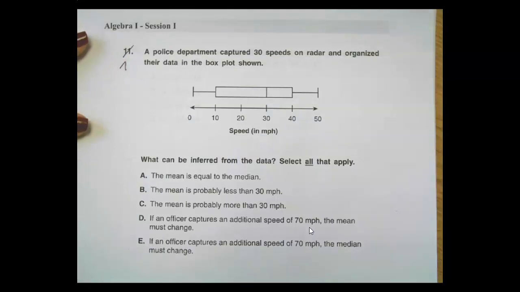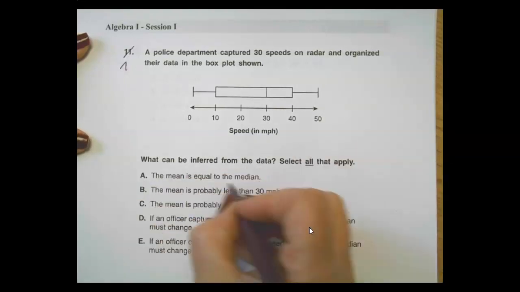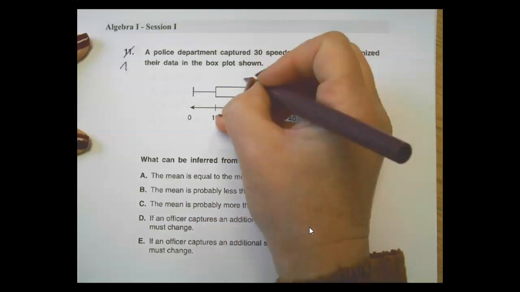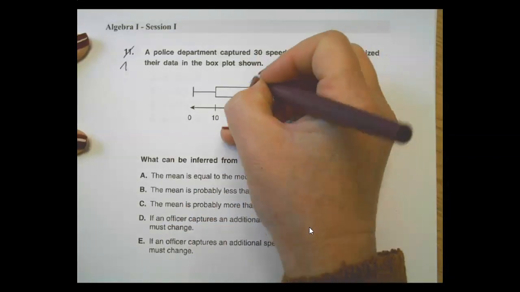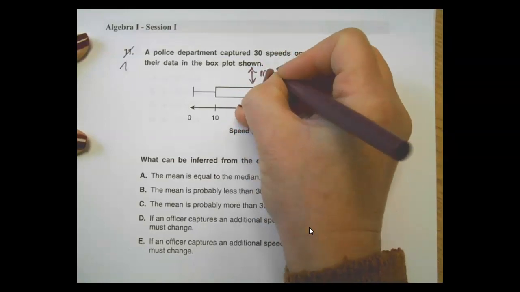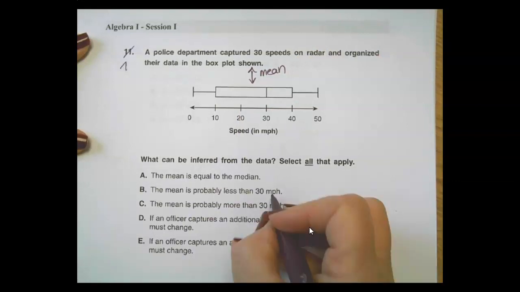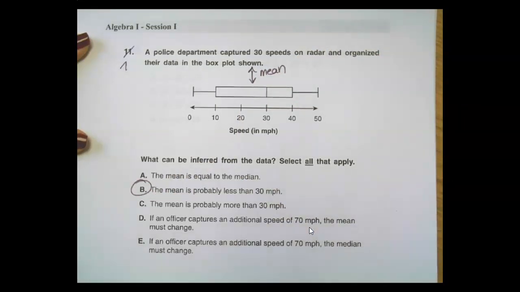Okay. Next one. What can be inferred here? So let's take a look. All that applies. The mean is equal to the median. No, because when this is skewed over here, your mean is really here. That's your mean because of the skew. So the mean is equal. The mean is probably less than. That's true because it's skewed. The mean is probably more than.